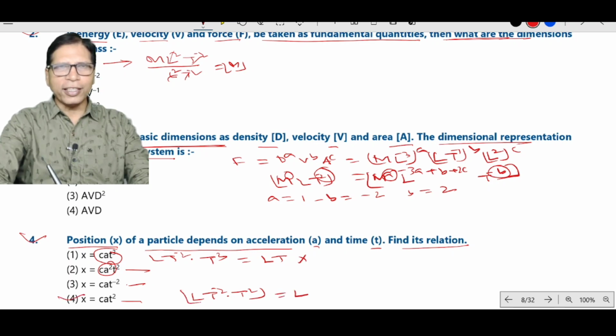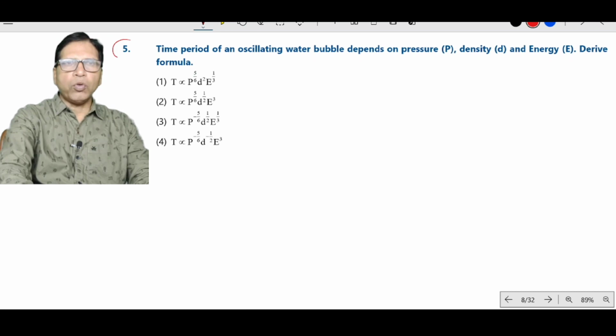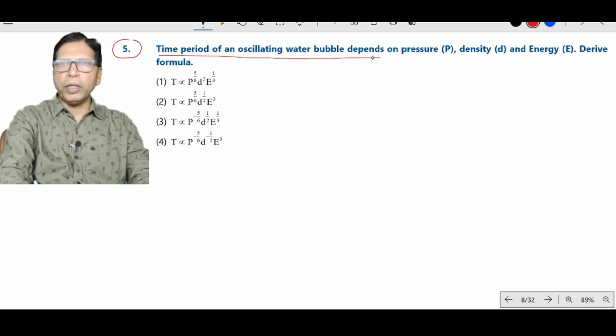So option 4 is correct. Okay. Now question number 5. The time period of an oscillating water bubble depends on pressure, density and energy. Derive the formula. Look at this.